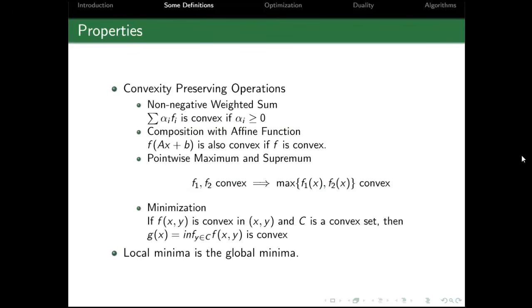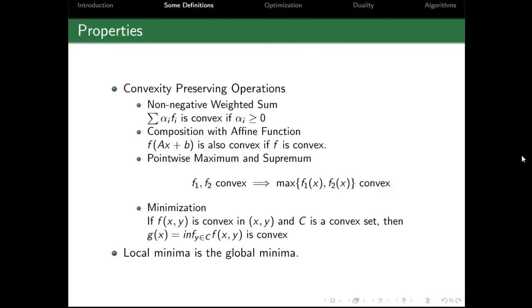Now let us look at some other properties of convex functions. First, we look at the operations which preserve the convexity of the function. First, non-negative weighted sum. That is, a non-negative weighted sum of various convex functions will still remain a convex function. Consider fi as a series of convex functions, sigma alpha i fi, where alpha i's are greater than 0, will also remain a convex function.